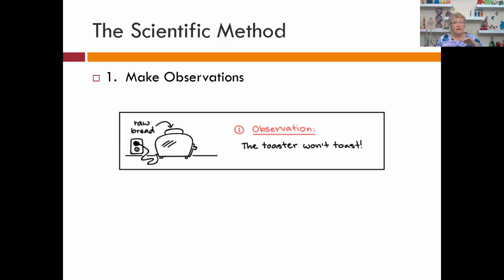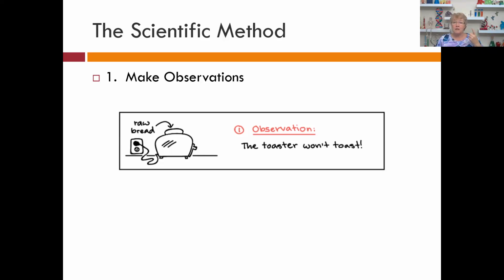We're not necessarily observing the why of that yet. The toaster not working could be part of the reason that it's not toasting the bread, but there could be other reasons as well. Maybe the toaster's fine, but there's other reasons that the toaster isn't toasting. What we're observing, using our senses, is that the bread is not becoming toast. We don't have toast. That's our observation.